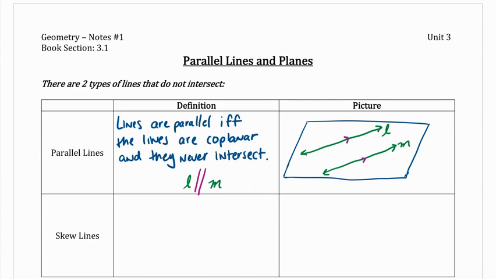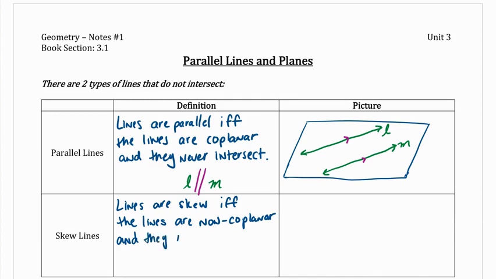Okay, and then we actually have another type of lines that don't intersect, and they are called skew lines. Skew lines, we'll do another biconditional statement here. So lines are skew if and only if, or 2 F's, the lines are non-coplanar and they never intersect. So the only difference in our definition from parallel to skew is coplanar versus non-coplanar.